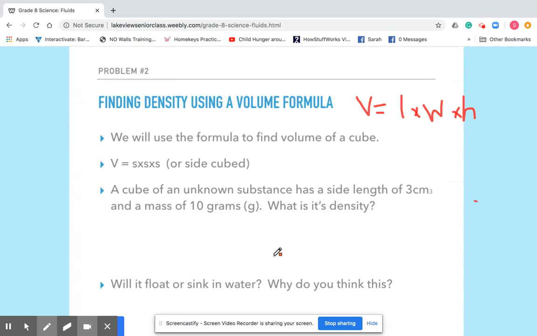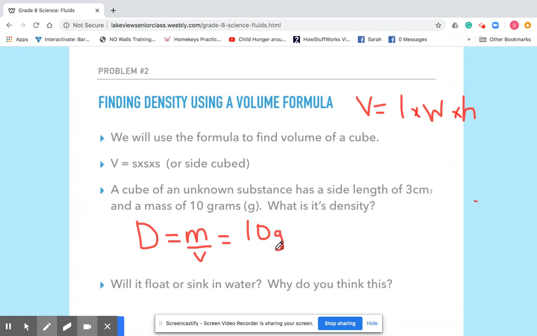We have a cube of an unknown substance, and it has a side length of 3 centimeters. And we know that each side is the same, and the mass of this unknown substance is 10 grams, or 10 g. So we need to know what its density is. So we're going to be using the same density formula as we did before. Density is equal to mass over volume. So we're all going to write down the formula. It's always good to write down the formulas and sub in so that you can see the progression of your work and what you've done on your page when you go back to study. So here we have the mass, which is 10 grams. It tells us that right there with the g, 10 grams.